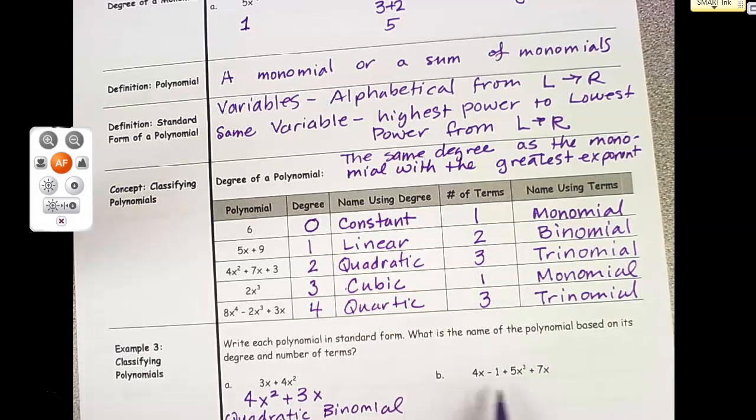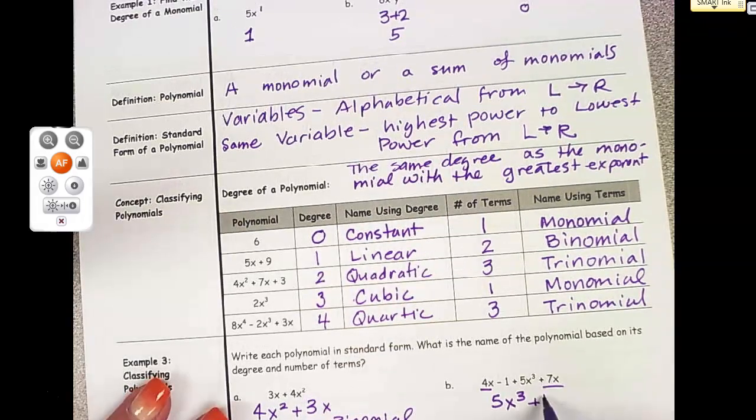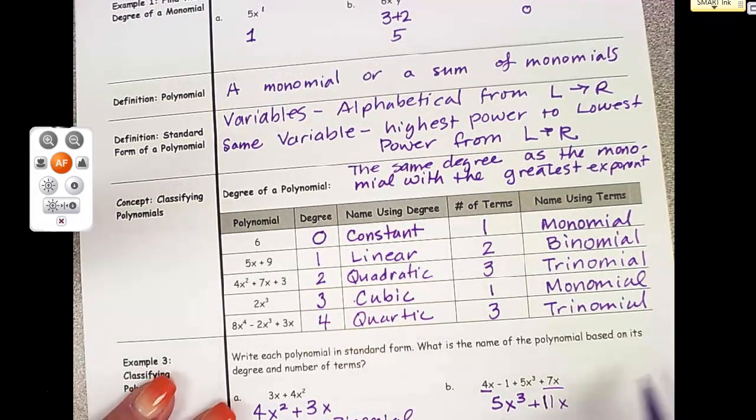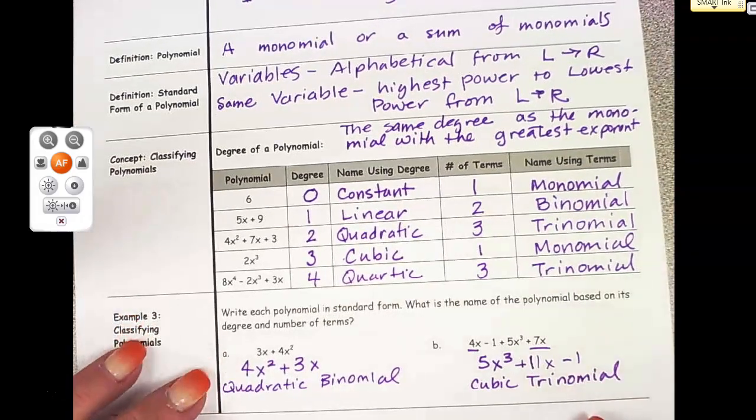And letter B, I've got a 5x cubed is the highest, and then 4x and 7x are like terms, so I'll combine those, so that makes 11x minus 1. So it's a cubic because it's to the 3rd power and it has 3 terms, so it's a cubic trinomial.